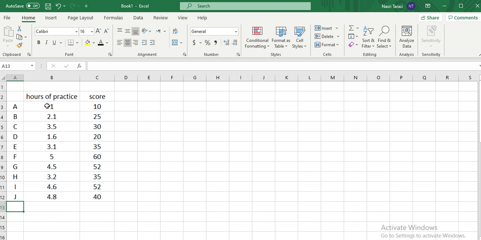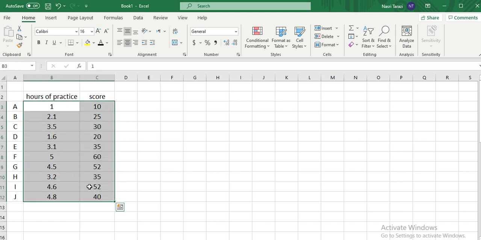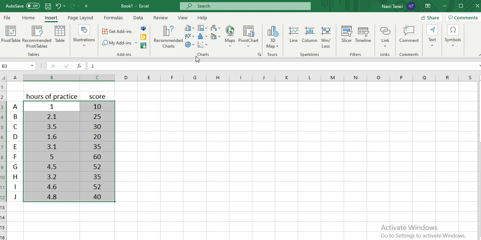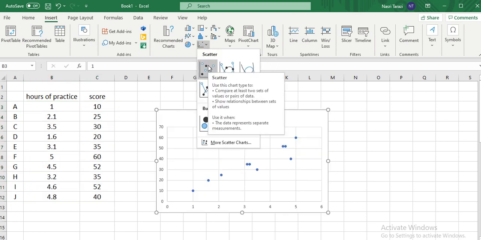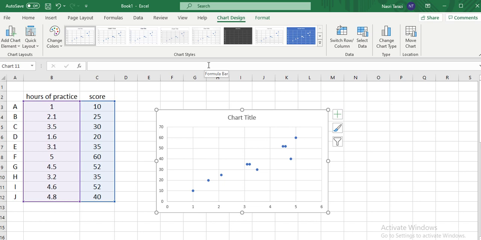We highlight the data set, our X, which is the hours of practice, the independent variable, and our Y is the score, which is the dependent variable. And we go to Insert, and we choose here from the charts a scatter plot. As you can see, here we have the hours of practice and here we have the score.